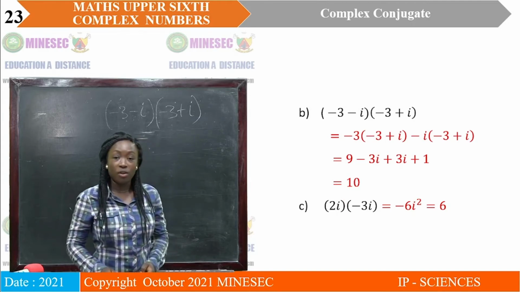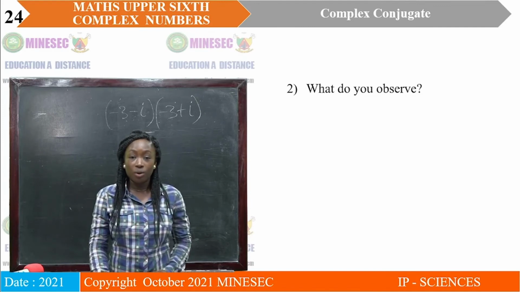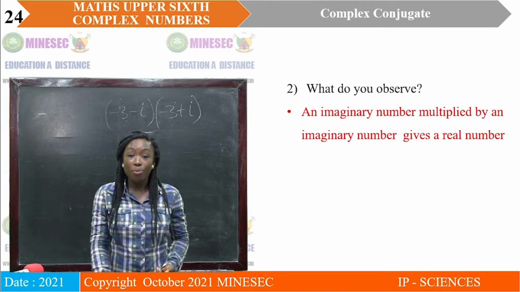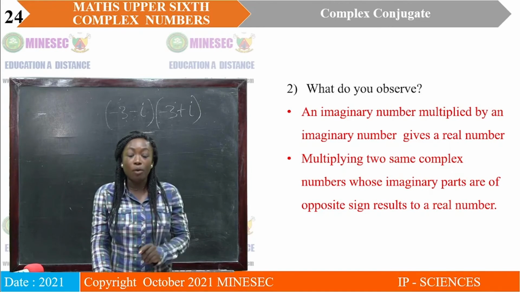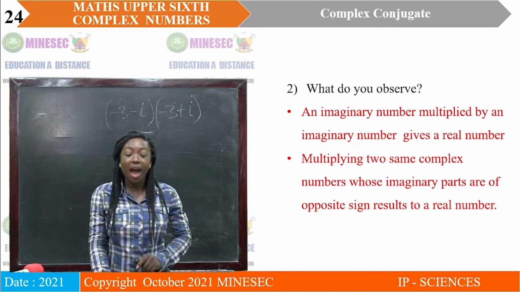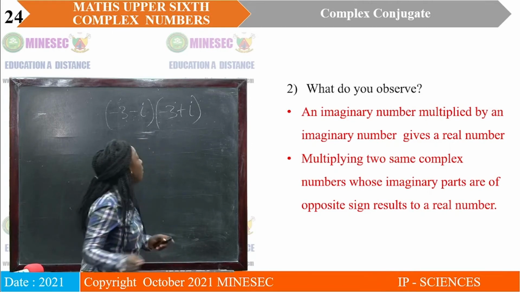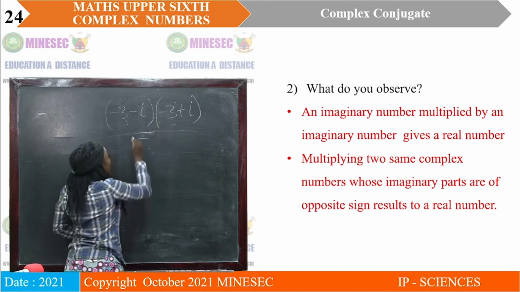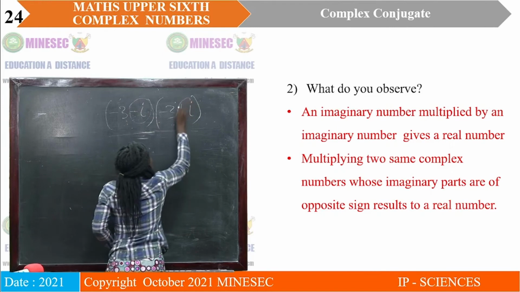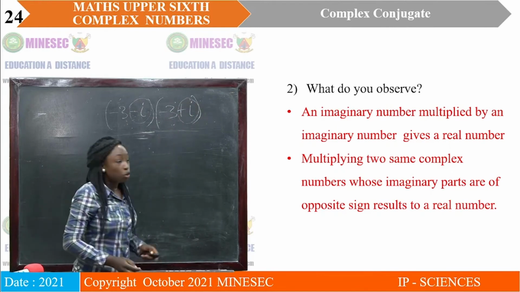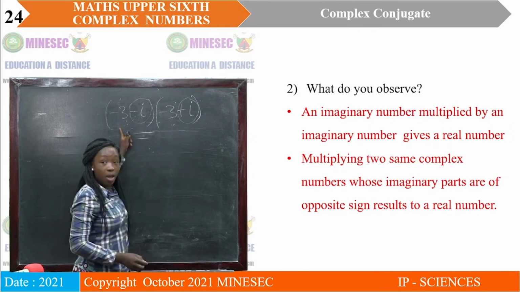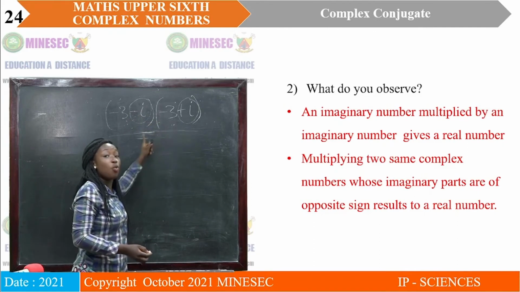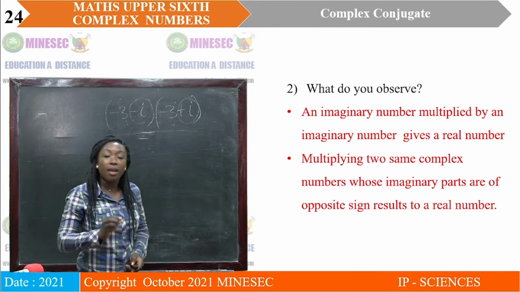So what do we observe? What is the observation after carrying out all that? You discover that an imaginary number multiplied by an imaginary number gives a real number. Then, multiplying two same complex numbers whose imaginary parts are of opposite sign results in a real number. Just like what I was explaining here, you see that these complex numbers are the same, but for the fact that the imaginary part has opposite signs. So when you take any complex number and multiply it by the same thing, but the imaginary part having the opposite sign, you will always come out with a real number.